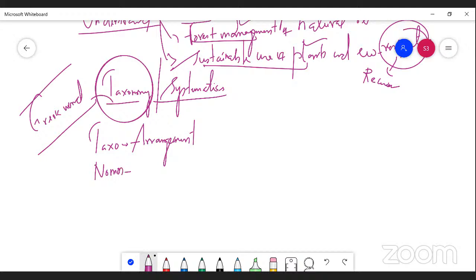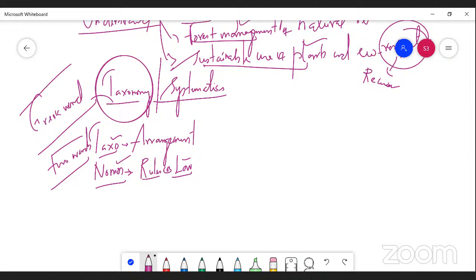Namas, that means rules or law. So you arrange the plants based on the rule or based on the norm. So what is that? The word taxonomy is derived from two words, namely taxa and namas. Taxa means arrangement. Namas means rules or law.